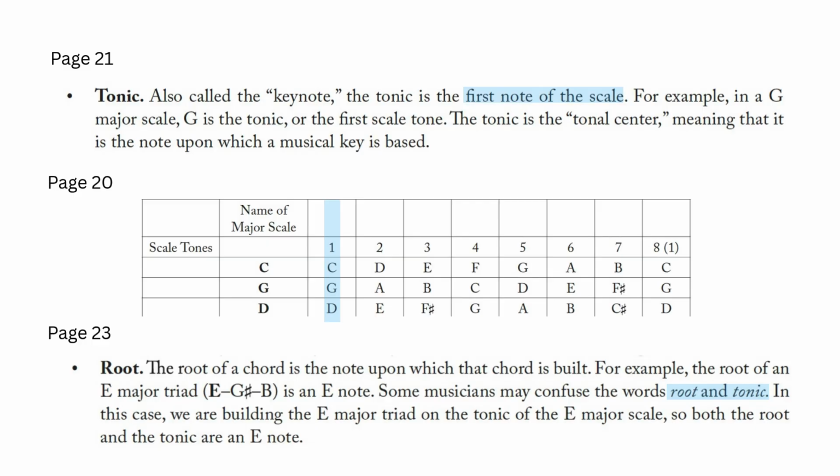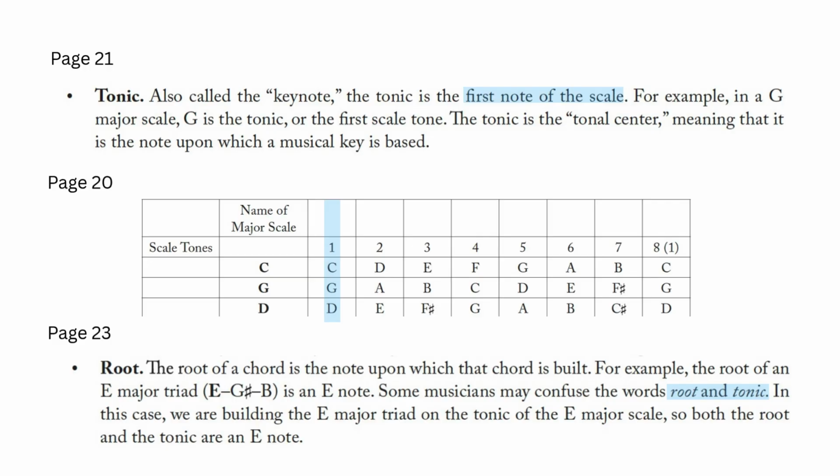But turn back to page 20. I have 3 of the scales here that we learned, and we learned them by the formula whole, whole, half, whole, whole, whole, half. So you can see the second line shows a G major scale. You can see in blue, the G is the first scale tone, so it is the tonic of the G major scale. So for all of those scales, the first scale tone is the tonic.